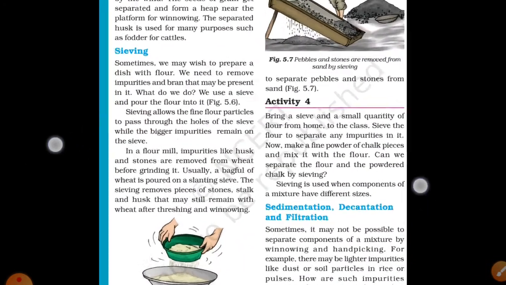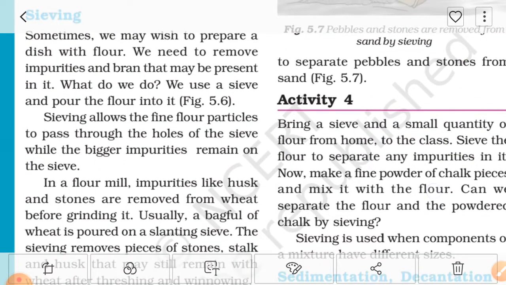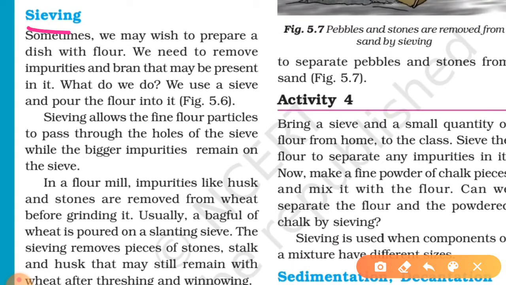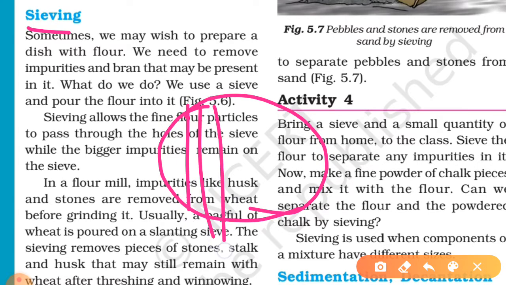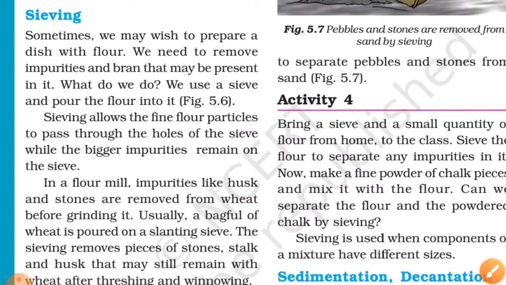Okay, so our next method is sieving. In this method, we use a component known as a strainer, in which there are many small holes. You can see the small holes here, and it is used to separate flour from the wheat or from the dust particles or small pieces of wheat.